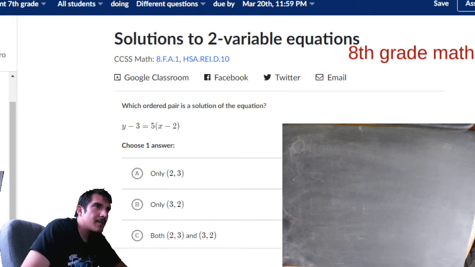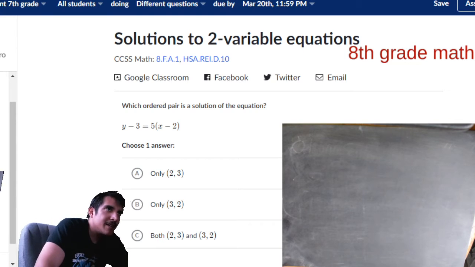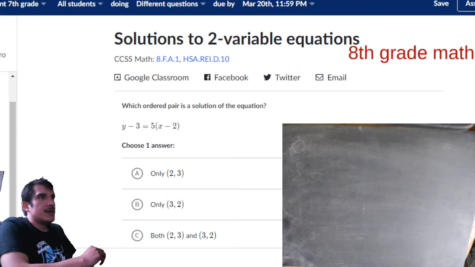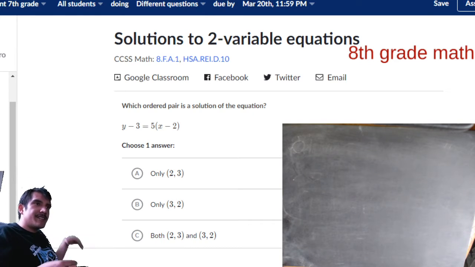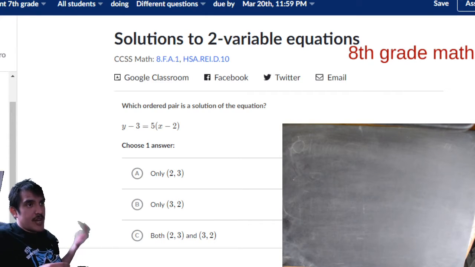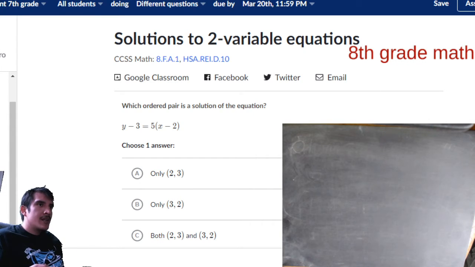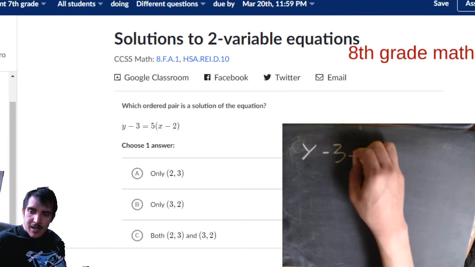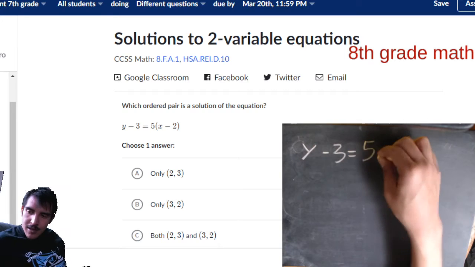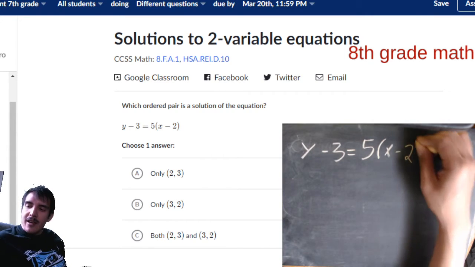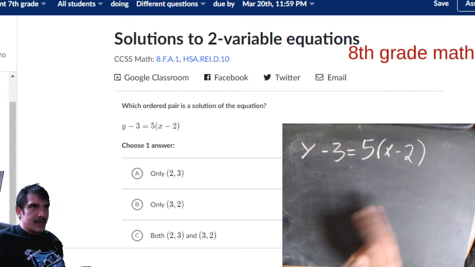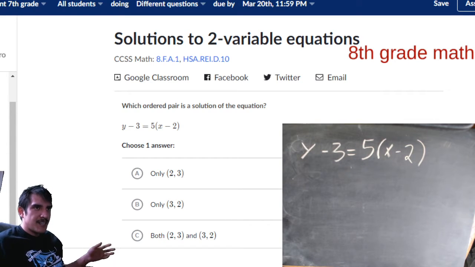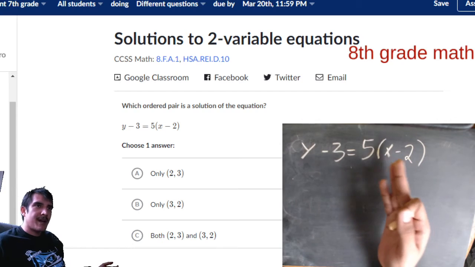So it says here, which ordered pair is a solution of this equation? Well, let's see. You see the 3 options that they give us? This is how you check if the ordered pair is a solution. You put the numbers that are given to you in the correct spot in the equation. So for example, let me write the equation again. So y minus 3 equals 5 times x minus 2. Here you're not going to put a dot dot dot down the middle. You're just going to take the numbers that they're asking you to check, and put them in the variable spots. Okay?